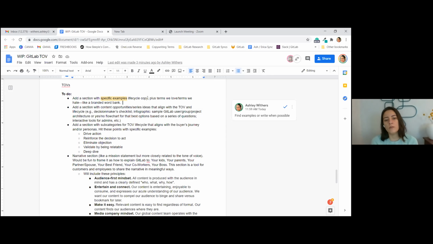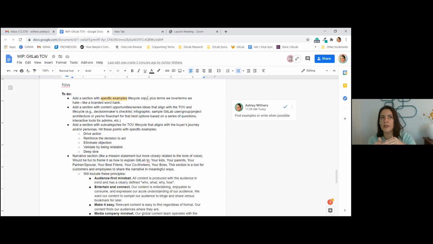And then the narrative section. This is something that is a nerdy passion of mine, and I think we could make it really cool. Think of the narrative section as a mission statement, but more specific to the tone of voice. I think it would be really fun to frame it as how to explain GitLab. And this is something that is in the style guide currently.